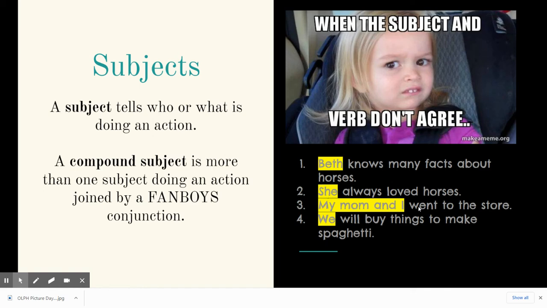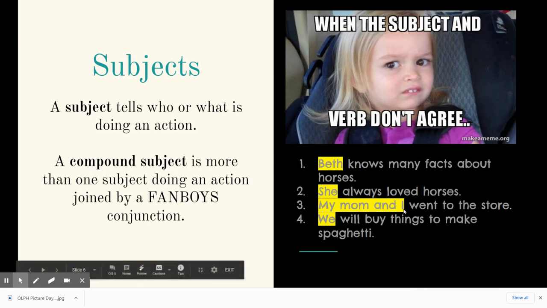My mom and I went to the store. Now we have a compound subject. Both mom and I are doing the same action of going to the store. So I highlight this whole thing, my mom and I. I call that a compound subject because it has one of my fanboy conjunctions connecting or joining my two subjects. We will buy things to make spaghetti. We is our simple subject.